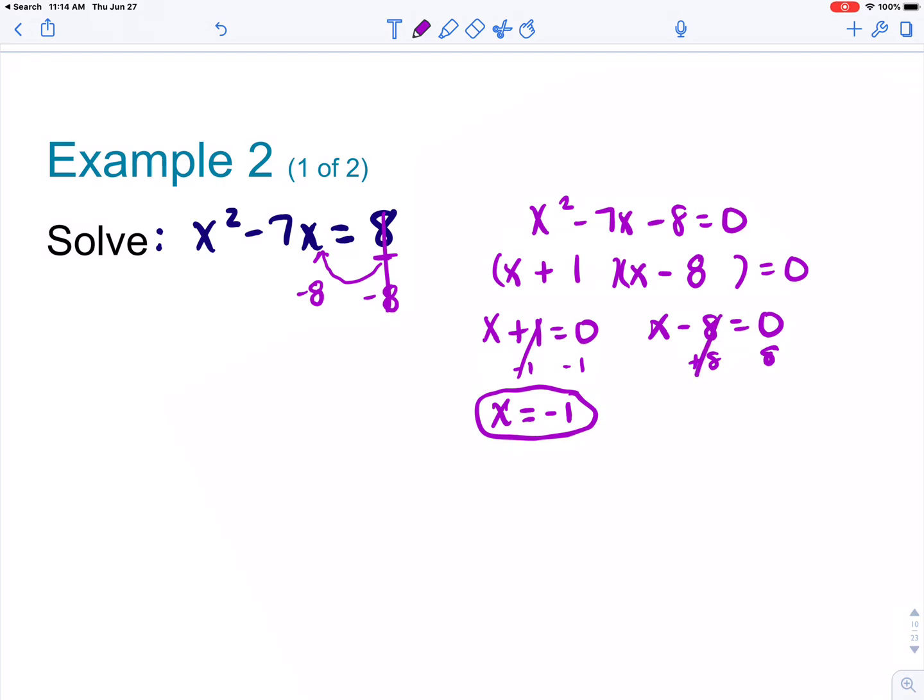Sorry about that. X equals 8. So those are my two solutions for that one.